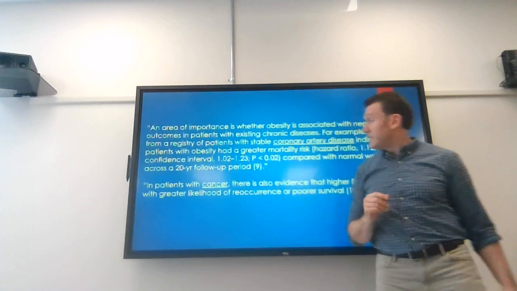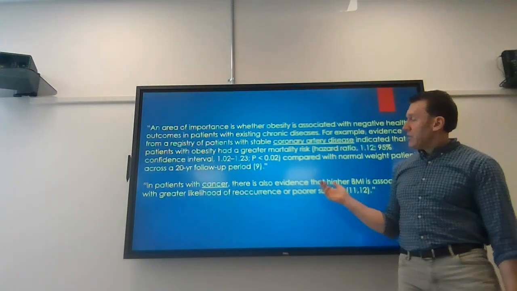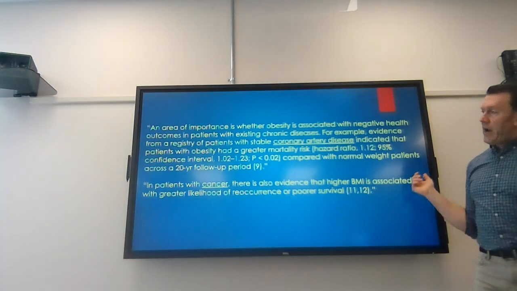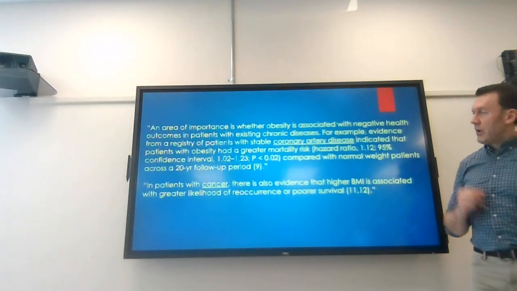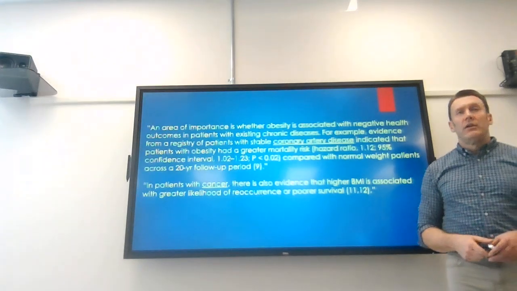So we've talked about that. So cancer as well, in patients with cancer, there is also evidence that higher BMI is associated with greater likelihood of recurrence and poorer survival. So also a true point.